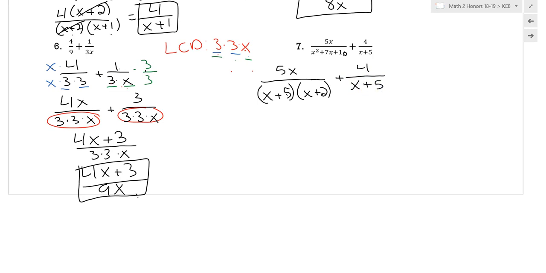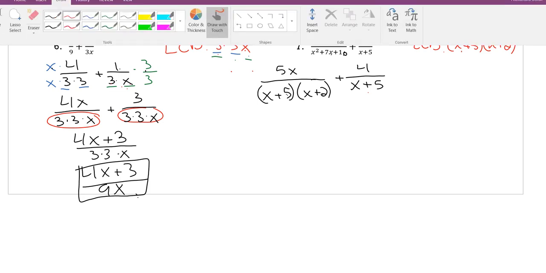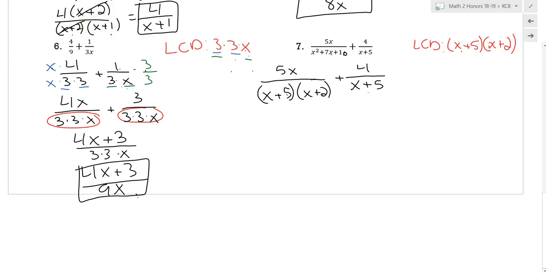So these don't have the same denominator. So we're going to do our LCD over on the side. This one has 2 factors, x plus 5 and x plus 2. This one, I've already used the x plus 5, so I don't have to do anything else. So let's see what we have to multiply by. This one has the x plus 5 and the x plus 2. There's nothing it's missing. This one has an x plus 5. It's missing the x plus 2.